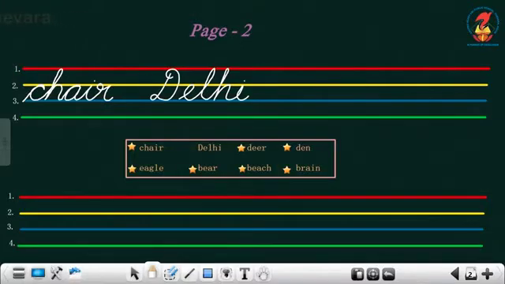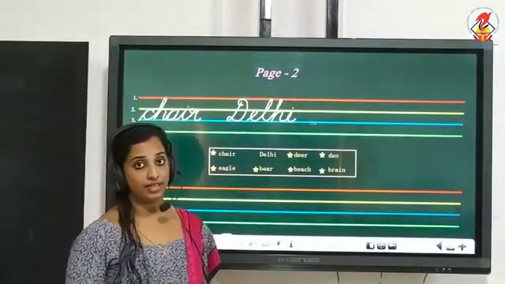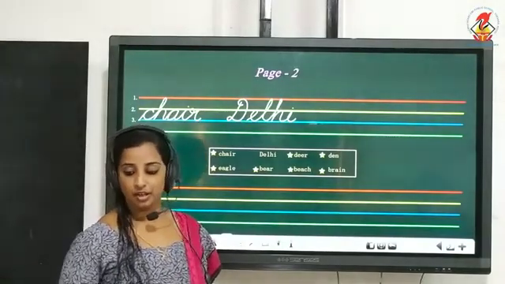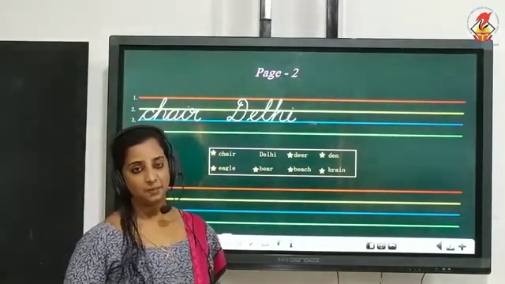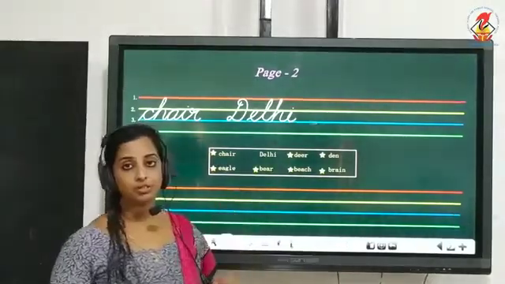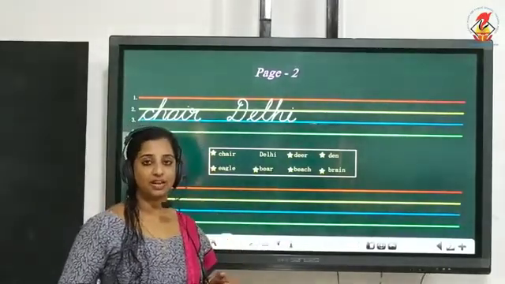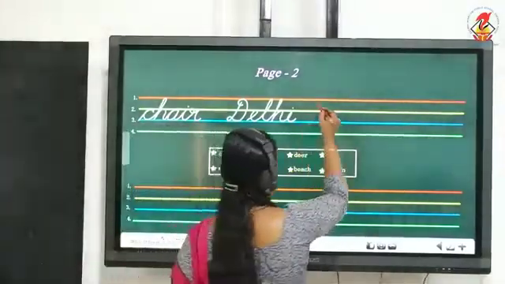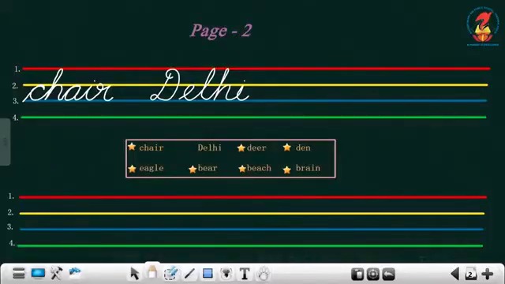D-E-L-H-I, Delhi. Next you have deer. D-E-E-R, deer. In the worksheet it is printed as capital letters, so I am going with the capital because when you get the worksheet in hand to practice, you may have to follow the same. So capital D. Again we are starting from below the 1st line.